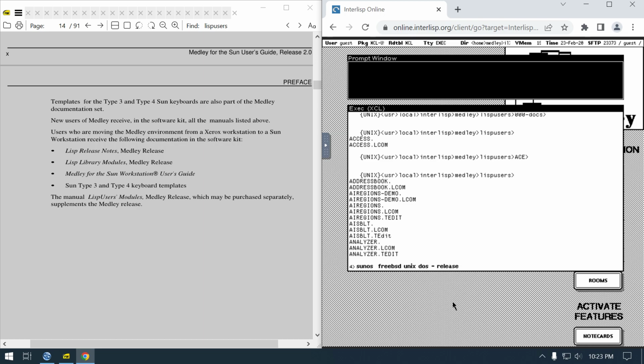Then there's a release, and this is whenever maybe this was renamed to Medley. So Interlisp was kind of renamed to Medley once. I don't know if it was Medley or Medley Interlisp or what the actual name was. This is the area of when this happened, sometime after Common Lisp came out, which was probably late 80s or early 90s maybe.